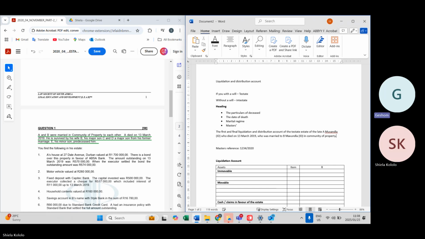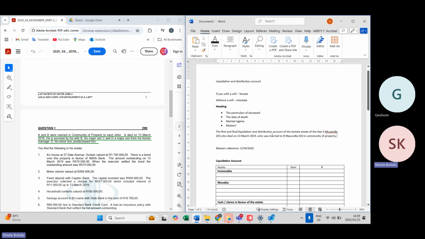So then I create their names and surnames, and even if they don't give you an ID number, like you see here, they said A and B, you obviously have to make up a surname and then write their ID numbers. You make up an ID number. So we are done. From our elements that we need to highlight, we are done with the particulars of the deceased, which is A Mavundla and his ID number, the date of death, there we have it.